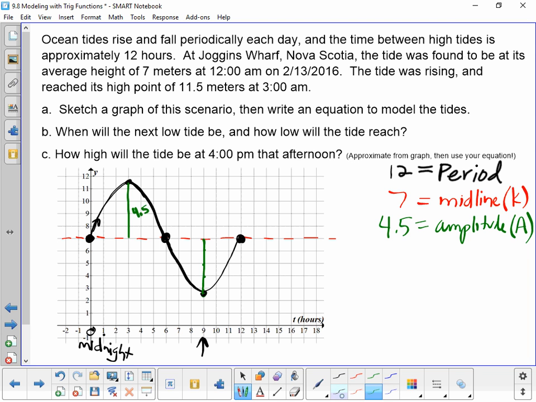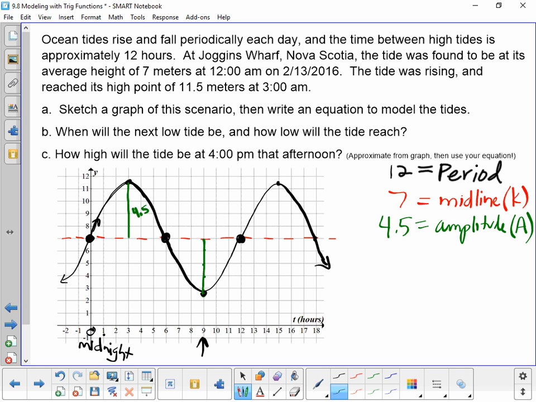Okay, and then of course we could extend that pattern because our tide doesn't just go up and down once. It actually repeats that, of course, over and over and over again. Okay, something like this. So it says sketch the graph and write the equation. I do want to write the equation in just a minute, but I actually want to skip to part B and part C first, and then we'll write the equation.